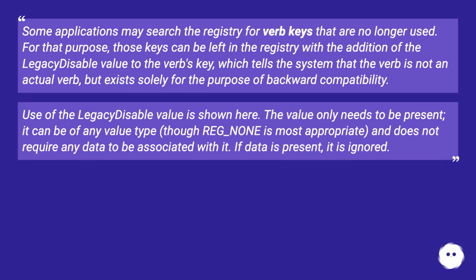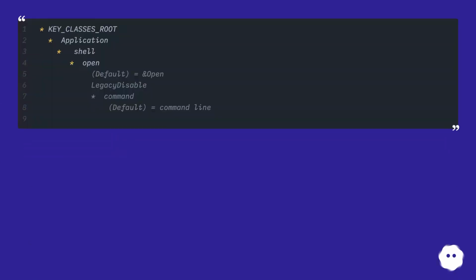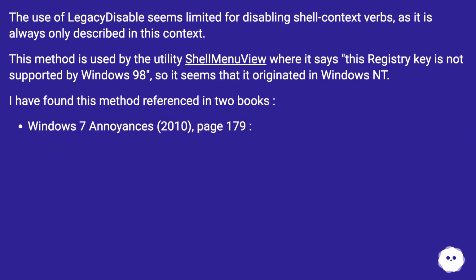The value only needs to be present. It can be of any value type, though REG_NONE is most appropriate, and does not require any data to be associated with it. If data is present, it is ignored. The use of LegacyDisable seems limited to disabling shell context verbs, as it is always only described in this context.